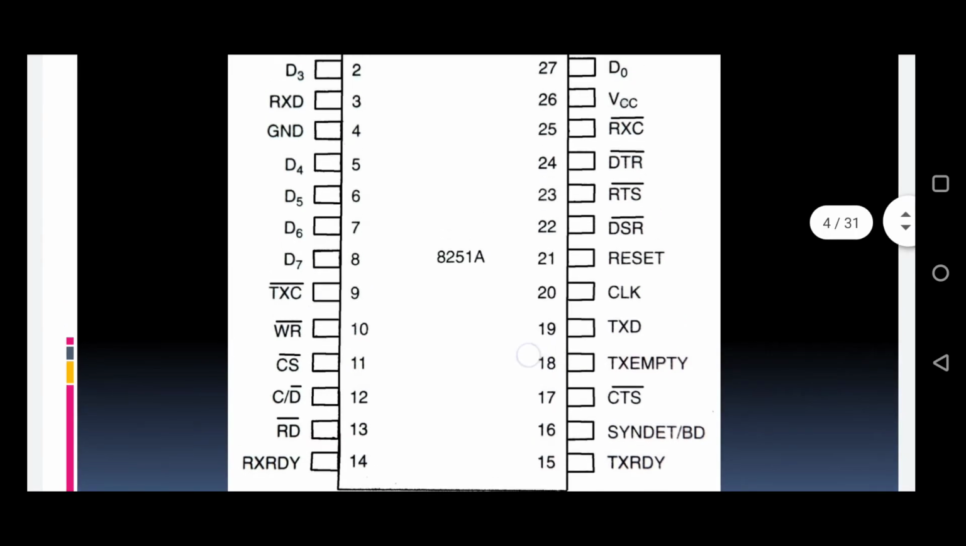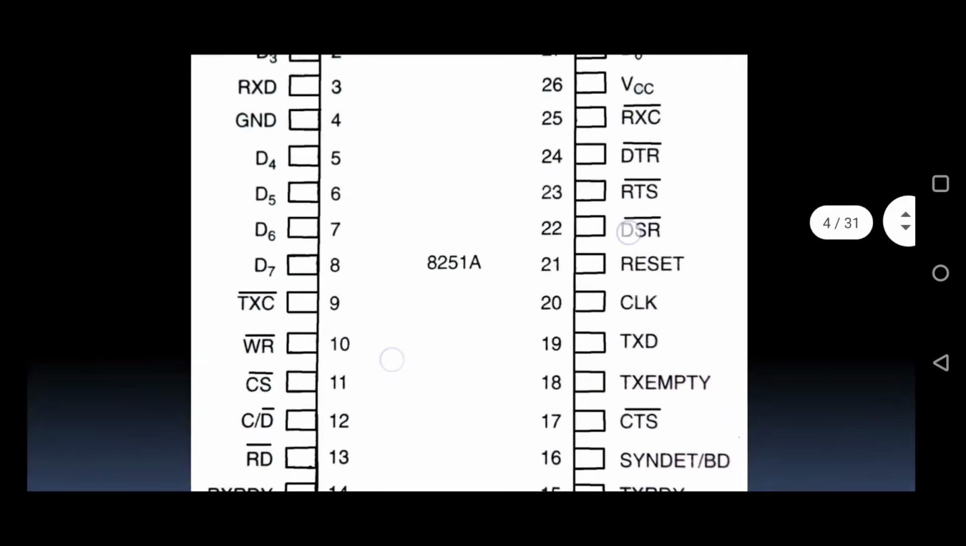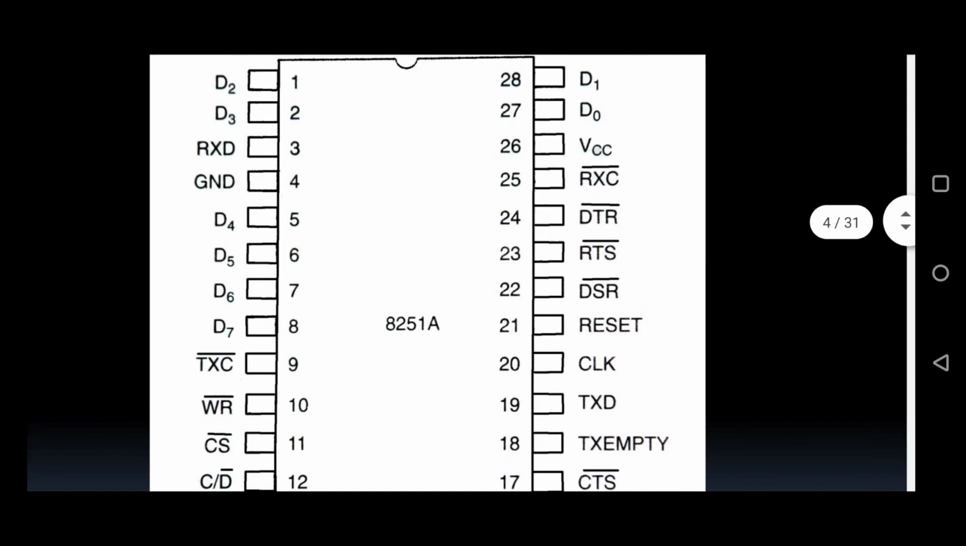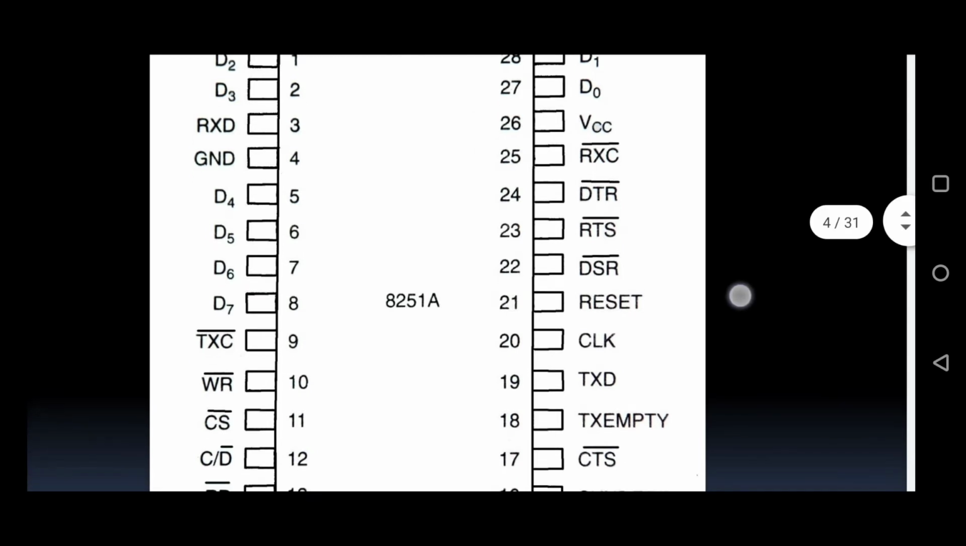And the last pin is RxC. See the 25th pin. RxC is the receiver clock. It is an input terminal. This pin determines the transfer speed of the received data, the same as TXC. So these three are called the signals of the receiver.